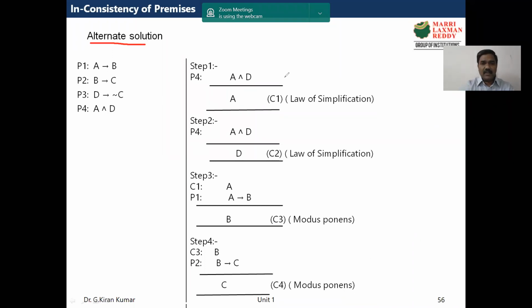In step 1, I have taken A and D, which is premise 4. By the law of simplification, I can argue A, and even D also. Then I have taken A, which I received here, and A implies B. By the law of modus ponens, I can argue B is valid. In the next step, B, which I just received, and B implies C, which is premise 2. Therefore, I can argue C is valid, again by the law of modus ponens.